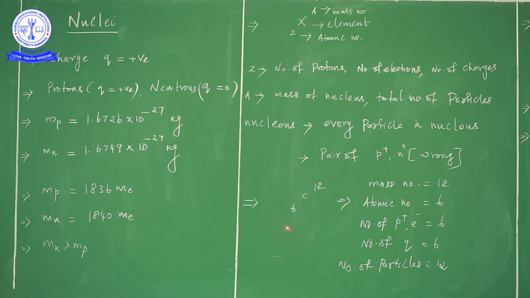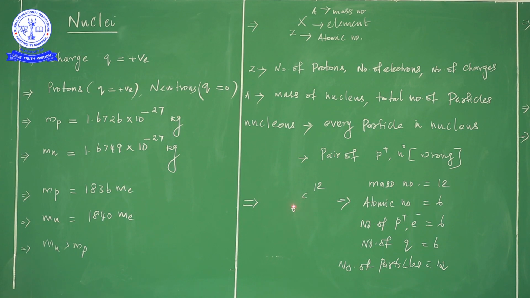Because in our previous lesson we studied in detail about the atoms and the motion of the electrons in the orbital. So from this atomic number we know we are having 6 protons in the carbon nucleus, and we are having 6 electrons in the orbital.